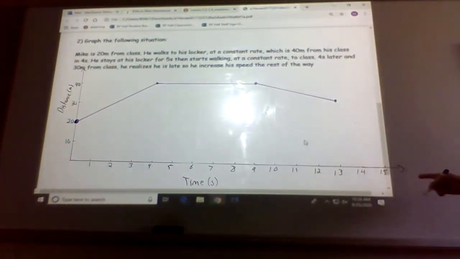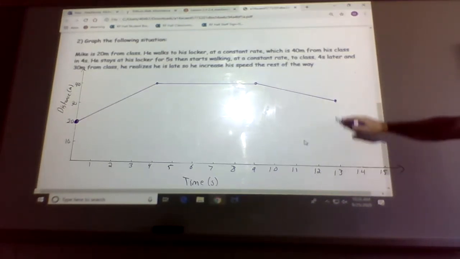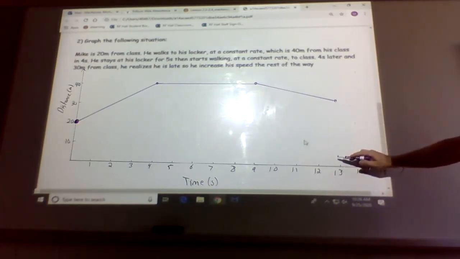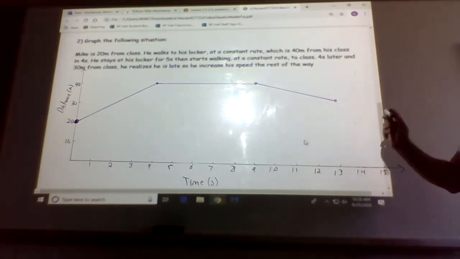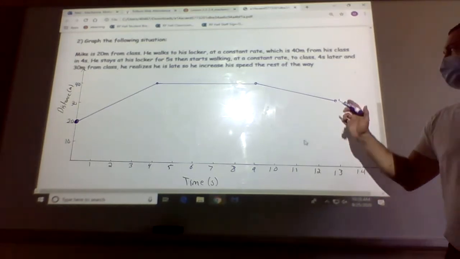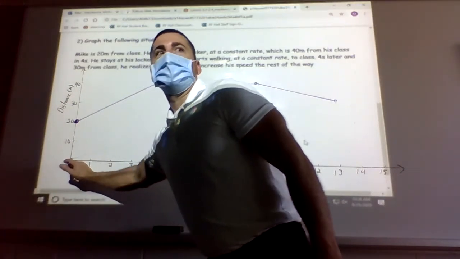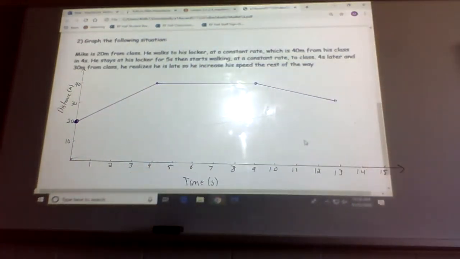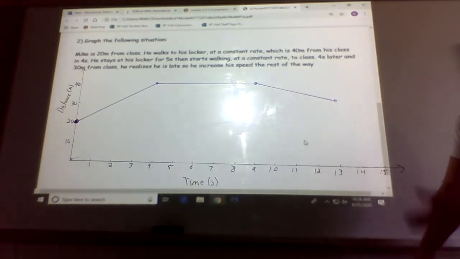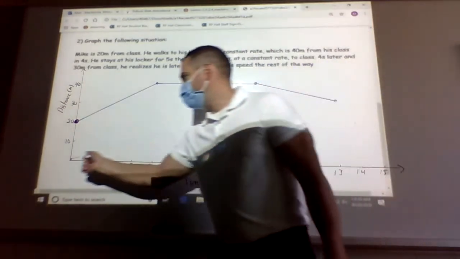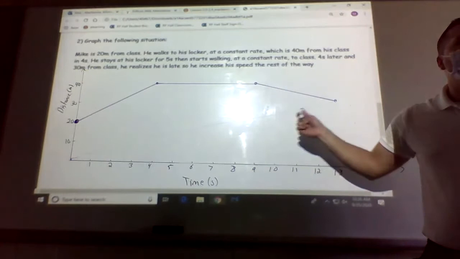Okay, it doesn't say how long, so we could either go to 14 or 15. We can't go straight down. You can't be in two different spots at the same time. I used to get this in grade 9s. They go, oh, he's back to class, and they draw this way and put a point here. And I said, well, you can't do this. Why can't you do that?